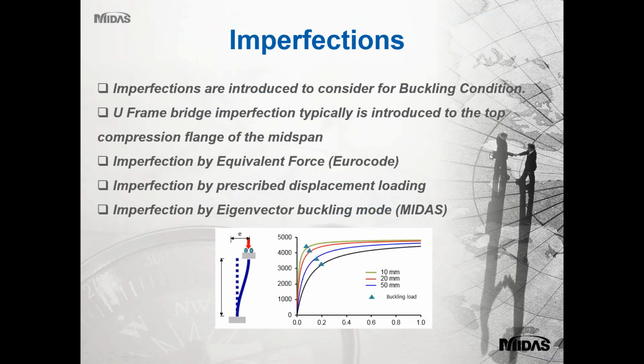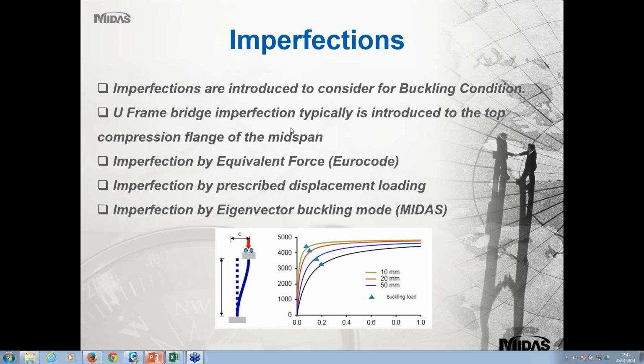Then imperfections need to be introduced for considering the buckled shape, the buckled condition. Now in the U-frame bridge, imperfections are introduced generally at the top compression flange of the midspan, because that is where we expect the buckling to take place most critically.